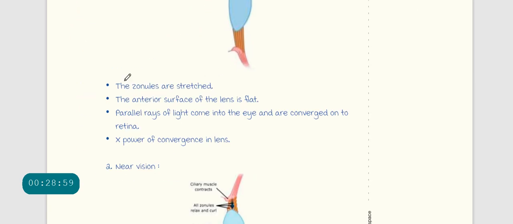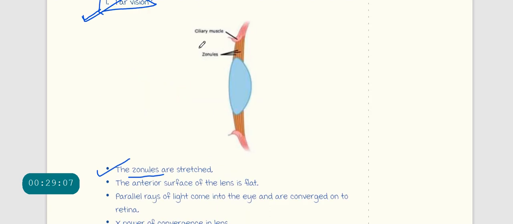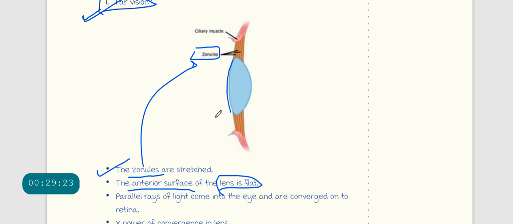The anterior surface of the lens gets flat in far vision, as you can see in the diagram. The parallel rays of light come into the eye and converge onto the retina. So the light coming parallelly will converge and go onto the retina, and the image will be formed. Now there is a power of convergence of the lens.